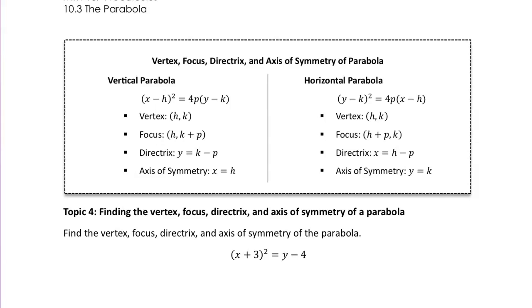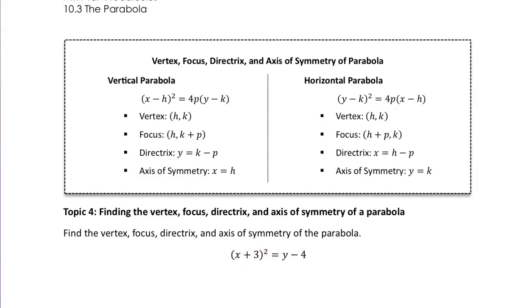We're finding the vertex, focus, directrix, and axis of symmetry of the parabola (x + 3)² = y − 4. So this is going to be the vertical parabola. How do we know that? Look at the variable that will be squared. We're going to end up getting x squared. So anytime you get x squared, that's going to be the vertical parabola.